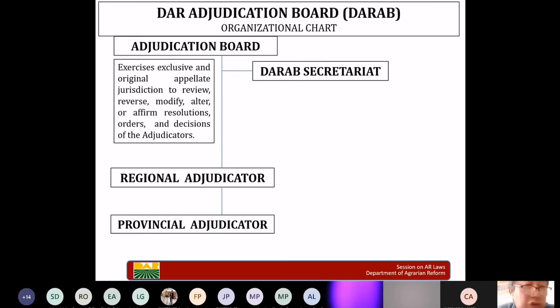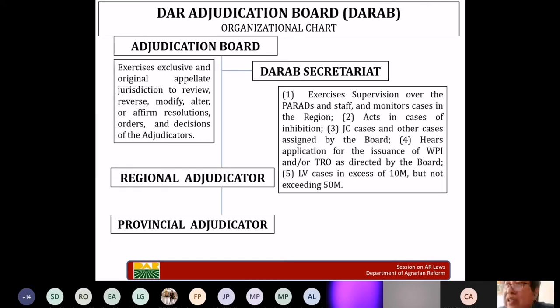The board has also original jurisdiction on cases involving the annulment of decisions of the RARAD and the PARAD. The board also has original jurisdiction on just compensation cases if it involves an initial valuation of 50 million and above. The board has no appellate jurisdiction to review the decision of the RARAD or PARAD on just compensation cases.